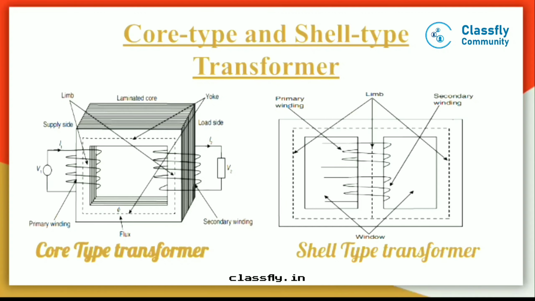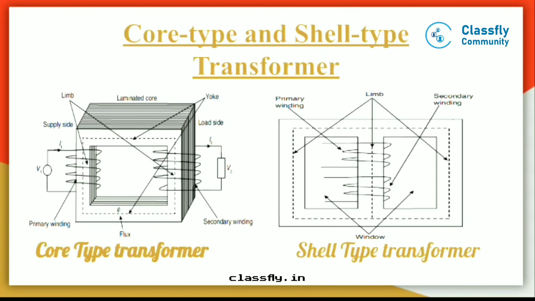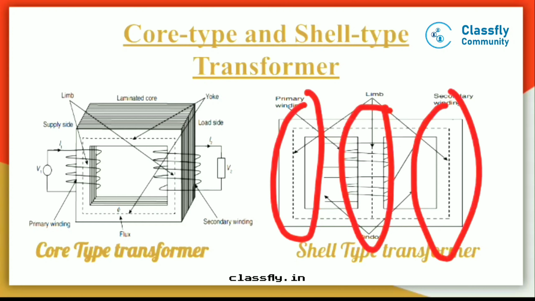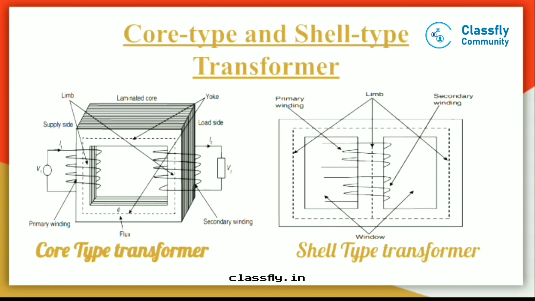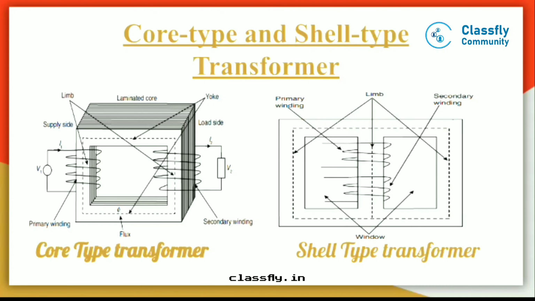So this is a shell type transformer. It says it has three limbs. So where are my limbs? This is one limb, this is the center limb, and this is the third limb. It also says that the center limb will have the primary winding as well as the secondary winding. This one is the primary winding and this one is the secondary winding, and both of them are on the center limb. It also said that there will be two windows. So this is one window and this is another window. So we saw the structure of the core type transformer as well as the shell type transformer.